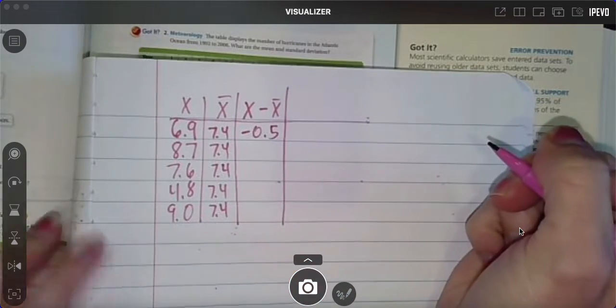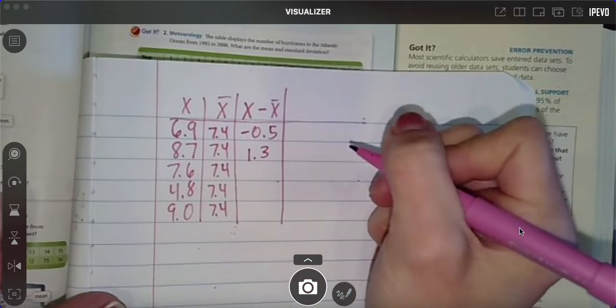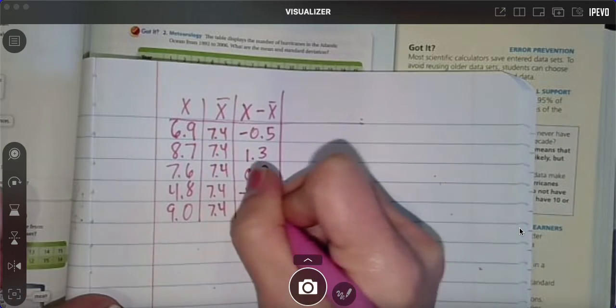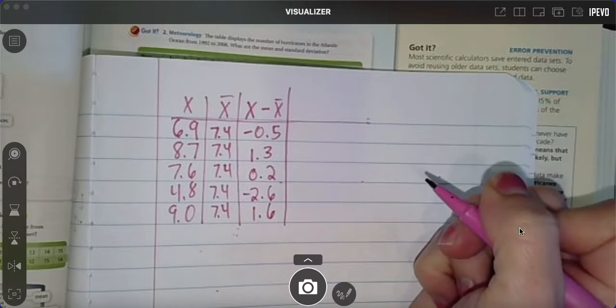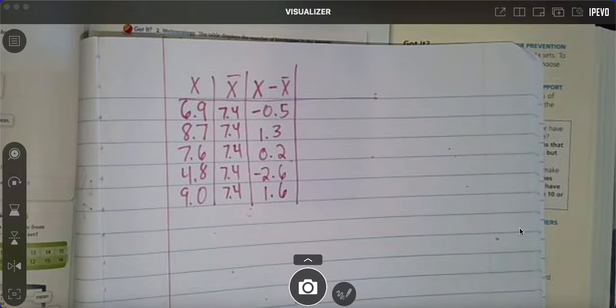Negative 0.5. So do y'all see what I'm doing? I'm just subtracting. Negatives and positives don't really matter, because what happens when I square it? I'm just going to write down my answer, but it being negative is not going to mess up anything because in a second I just subtracted those. I know I went fast, but does everybody understand what I did there?